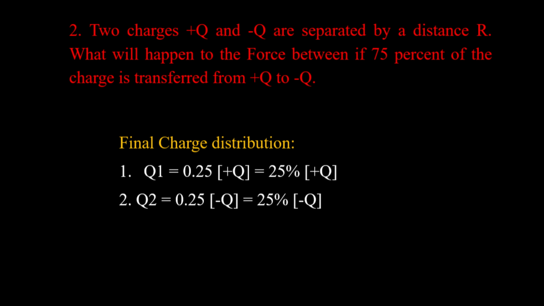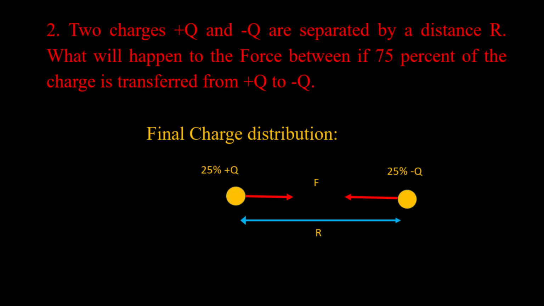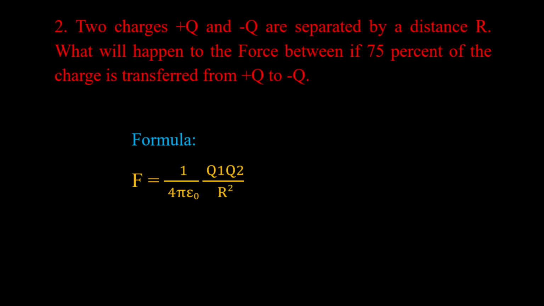So now we'll be seeing the actual solution of the problem. So the final distribution is minus 25 percent of minus q and plus 25 percent of plus q. Now we have to find out what is the change in the force happening. We have to find the force acting in this new distribution, changed from the initial distribution, and find what happens to the force between them. So when we apply Coulomb's formula, 1 by 4 pi epsilon naught, plus q into minus q by r square. Okay.